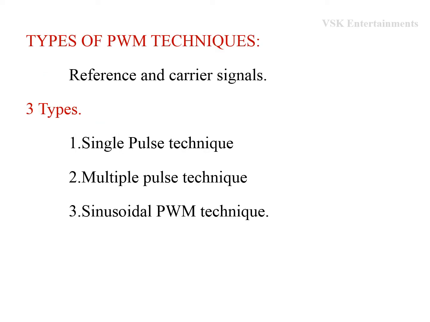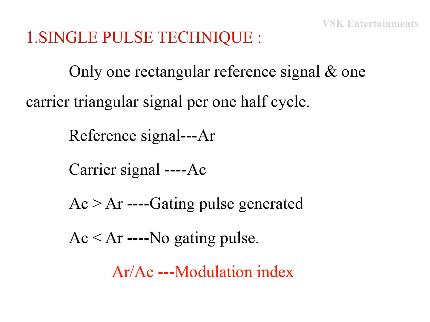Depending upon the type of the reference and carrier signals we use, PWM techniques are classified into three types. The first one is the single pulse technique, the second one is the multiple pulse technique, and the third one is the sinusoidal PWM technique. These are the types of the PWM techniques. Now we are going to discuss each technique in detail.